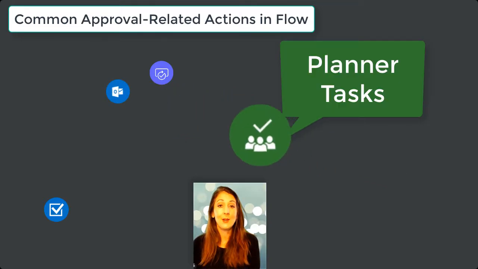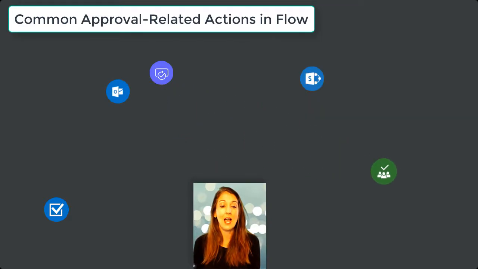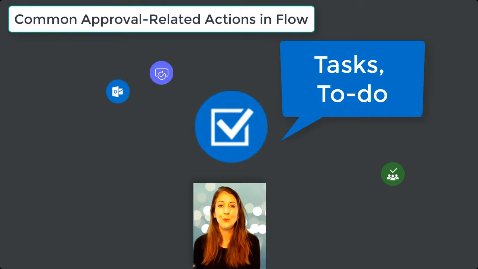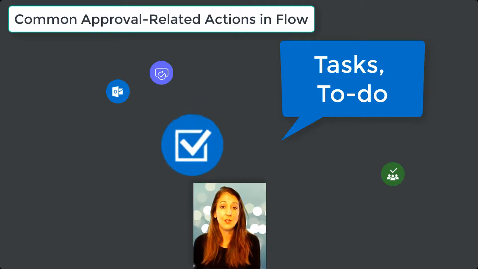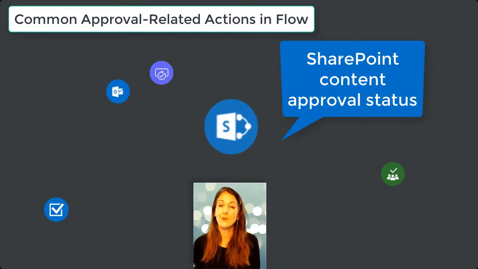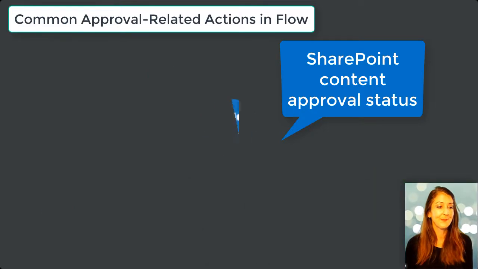You can assign planner tasks to people, and Outlook tasks and Microsoft To Do are in there, but they only apply to the current person, so you can't actually assign things to other people using those actions. And then we talked about content approval status earlier. You can actually set content approval status with a flow.